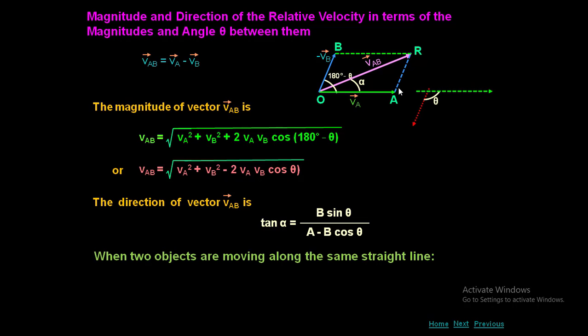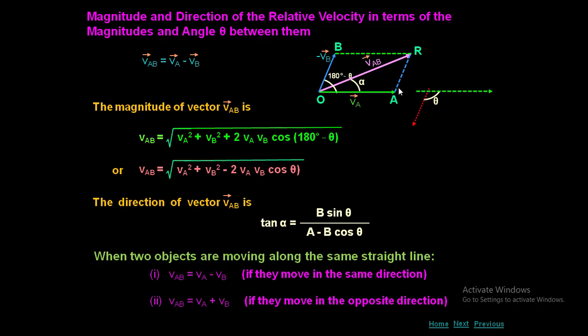When two objects are moving along the same straight line, VAB is equal to VA minus VB if they move in the same direction. VAB is equal to VA plus VB if they move in the opposite direction. When they move in the opposite direction, we have to take the opposite of VB bar.